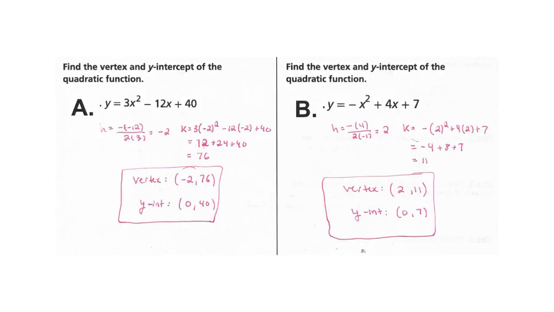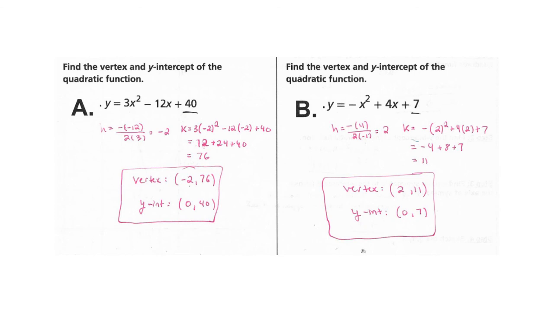So here's the solutions. For part A, we get negative 2, 76 for a vertex, and our y-intercept is 0, 40. The y-intercept is very easy to find. It's always at c. So next one, h is 2 and k is 11, so the vertex is 2, 11. Y-intercept 0, 7.